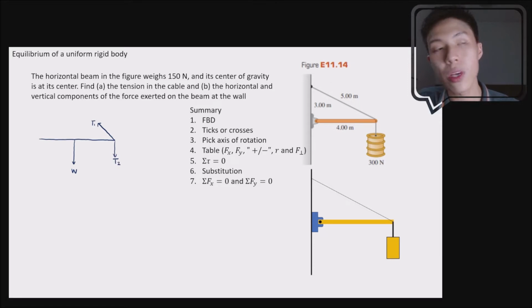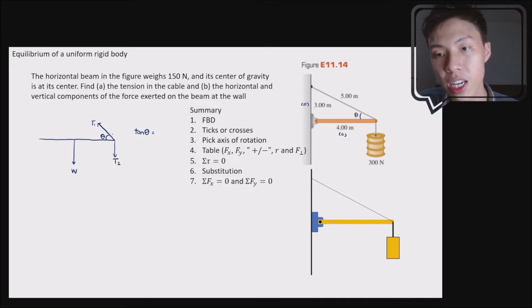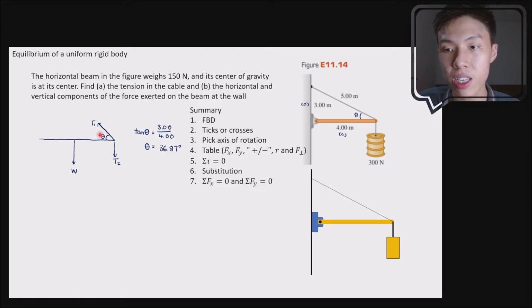Okay, so when we are drawing a free body diagram, if we are able to obtain the angle, then it's good that we obtain the angle as well. So for this situation, tangent theta will be equal to opposite divided by adjacent. In this case, it will be 3.00 divided by 4.00. And if you proceed to do your inverse tangent, I believe you should get an angle of 36.87 degrees. So this is the angle over here, between the beam and the tension 1.